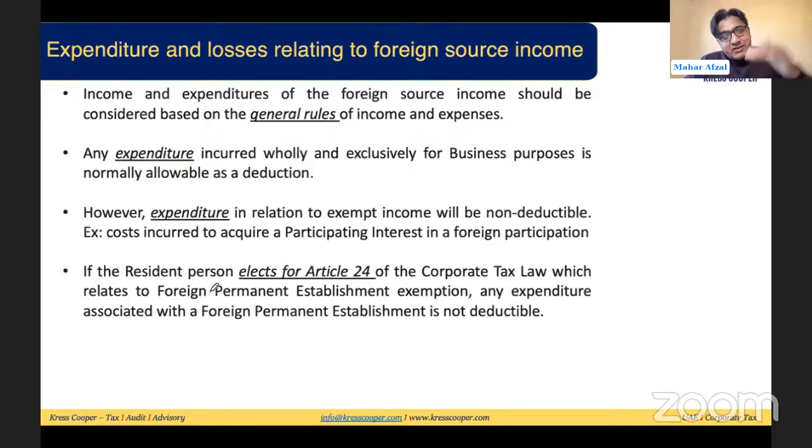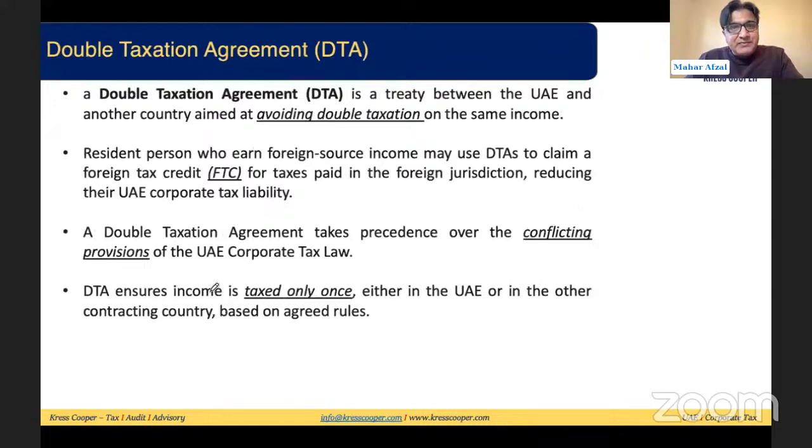And what are the conditions? They said these expenses are not allowed. Those expenses will be eliminated to arrive at the taxable profits. Once you are arriving at the taxable profits, then you will be claiming the foreign tax credit. And we will look into the example as well.